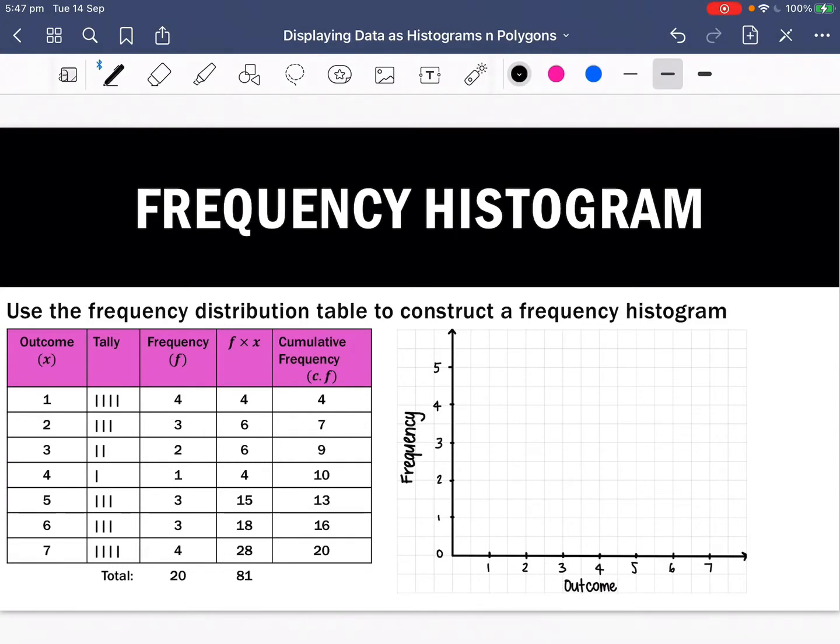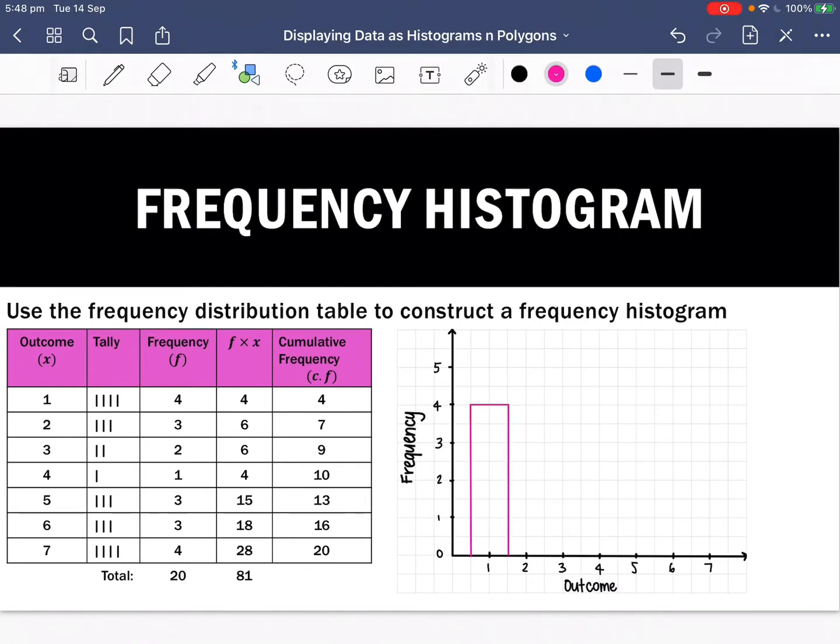Now, it is really important when drawing a frequency histogram that we leave off this first gap here. So we leave half a space to start off with. We also draw our frequency histogram as a column graph. So what we do is we look at our first outcome of 1 and its frequency of 4. We go up to 4 and we draw a column graph like so, using a ruler to get nice and straight columns.